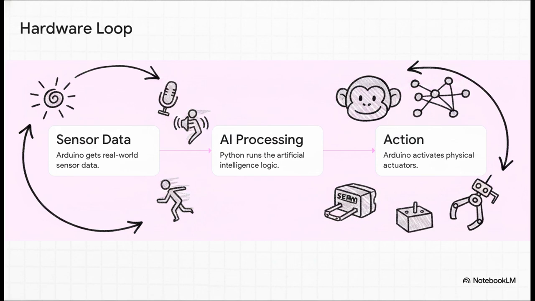The ultimate vision of this explainer is bridging this powerful Python software over to the physical world using an Arduino microcontroller. Just think about this loop. The Arduino gets real-world sensor data, it sends it to Python, which then runs the heavy artificial intelligence processing. Python makes a decision like, hey, there is a monkey, and it sends a command straight back down to the Arduino, which then activates physical servos, relays, and actuators to take real-world countermeasures. So your AI code just physically moved hardware.